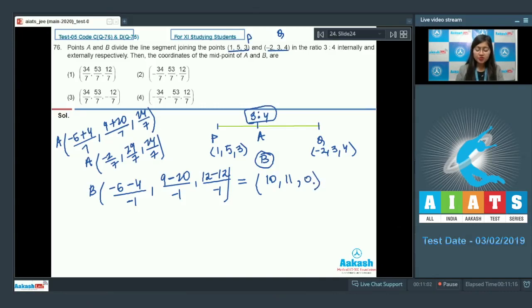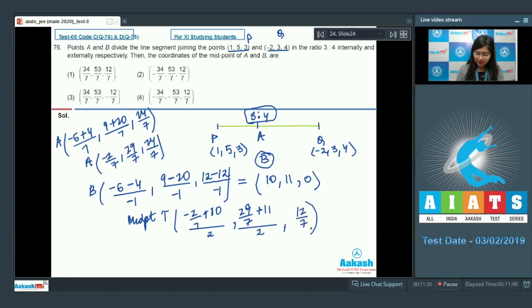Now we have to find the coordinates of the midpoint of A and B. So the coordinates of midpoint, let us say T, is (-2 by 7 plus 10) upon 2, (29 by 7 plus 11) upon 2, and the third one will be (24 by 7 plus 0) upon 2, that is 12 by 7, right?